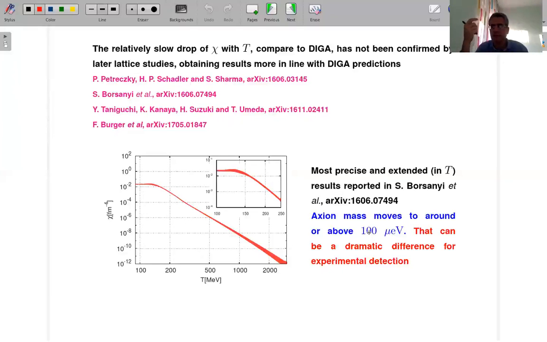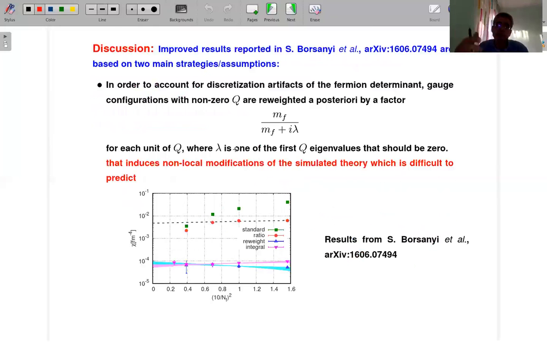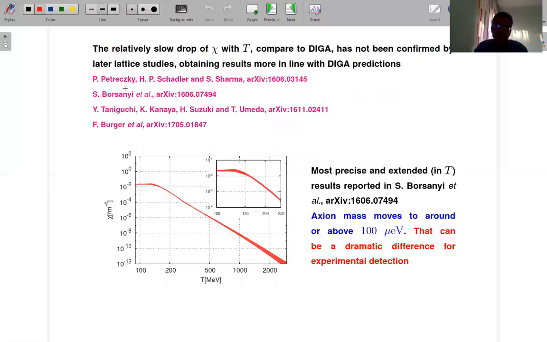And the change is not dramatic because the axion is searched in a range which covers several orders of magnitude, but it can be dramatic because many of these windows are already closed by experimental observation, so a few windows remain, and it is important for present experiments trying to detect axions to know what is exactly the scale. I mean, this can leave some experiments out of the game. Let me discuss what was the main strategy leading the Wuppertal group to obtain these quite precise results that, as you can see, go up to 2 GeV in terms of temperature.